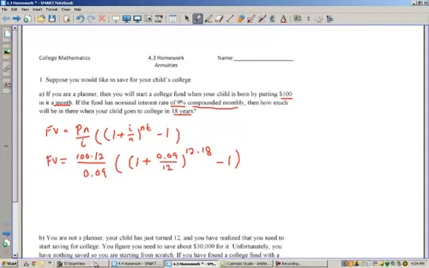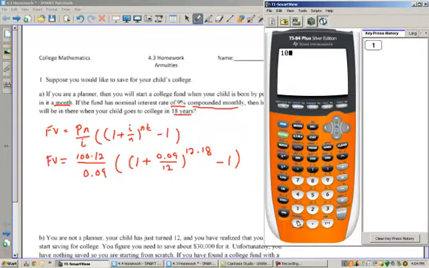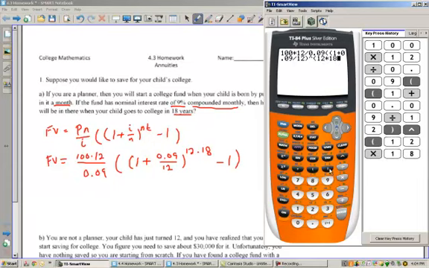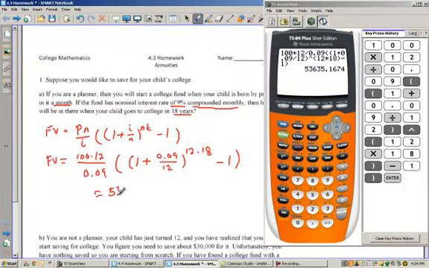And so I can take out my calculator, and I can just crunch this number. So I have 100 times 12 divided by 0.09, left parenthesis, 1 plus 0.09 divided by 12, and then raised to, now remember, if I'm going to do 12 times 18, I have to put this in parentheses, so left parenthesis, 12 times 18, so my calculator knows this is all up in the exponent, then close parenthesis, minus 1, close parenthesis, enter, and out pops my answer. I'll have approximately $53,635.17 in that account.